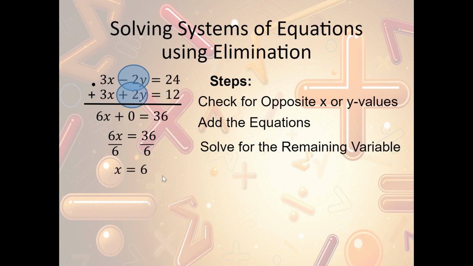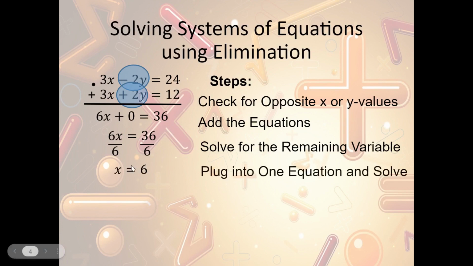Now we know the x coordinate of where they cross, but now we need to get the y coordinate. So we're going to plug 6 in for x into one of the two equations. It doesn't matter which equation you pick, as long as you plug in x as being 6. So we'll go ahead and pick the first one, and we're going to plug 6 in where x is.